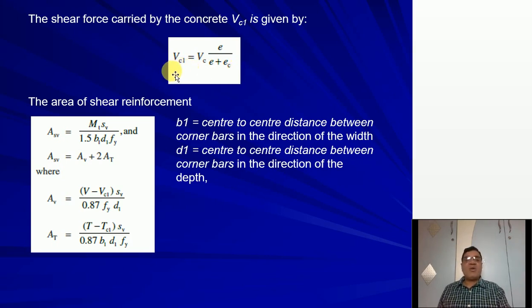Now from this we can calculate the area of shear reinforcement. So Asv is equal to MT into Sv divided by 1.5 b1 d1 into fy, and Asv is equal to Av plus 2 into At. Well, how to calculate this Av? From this equation we can calculate Av, and this is the equation from which we can calculate At.